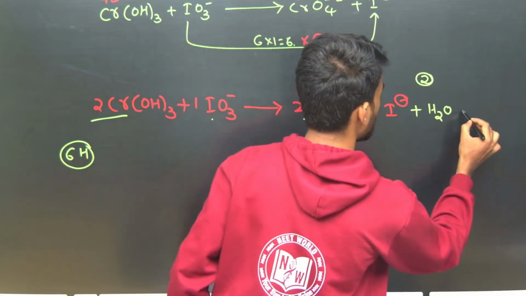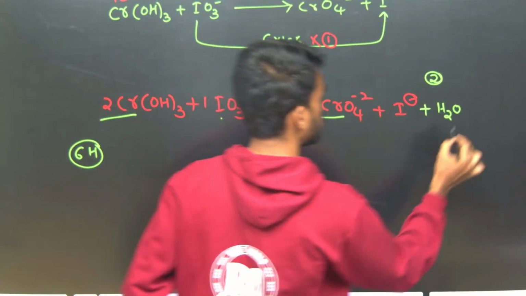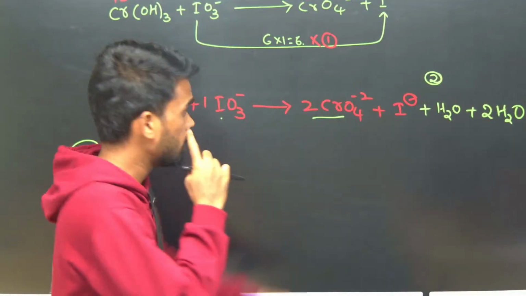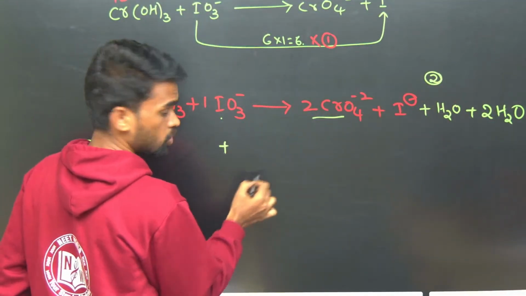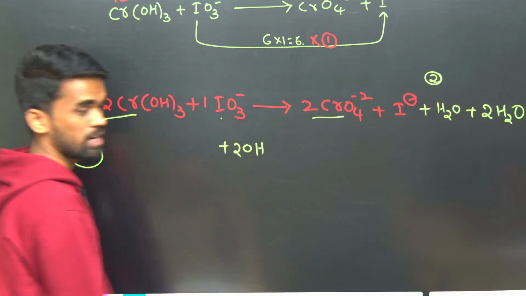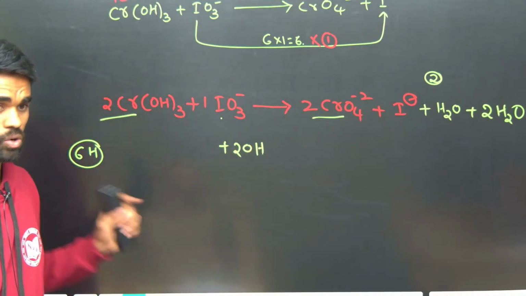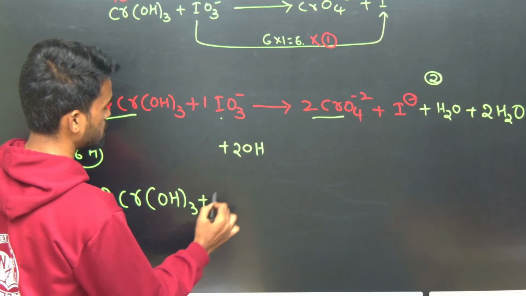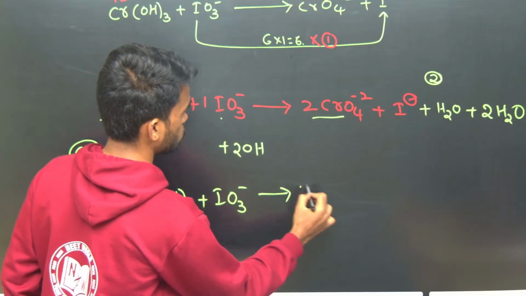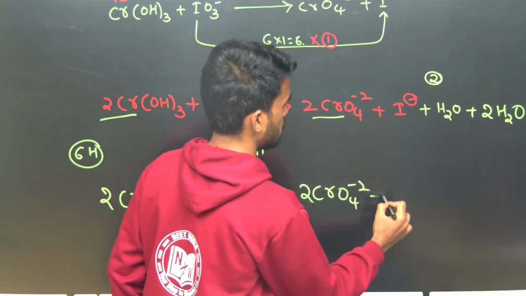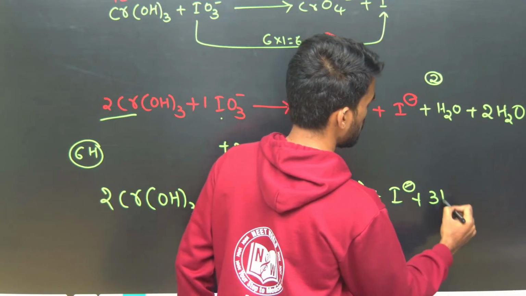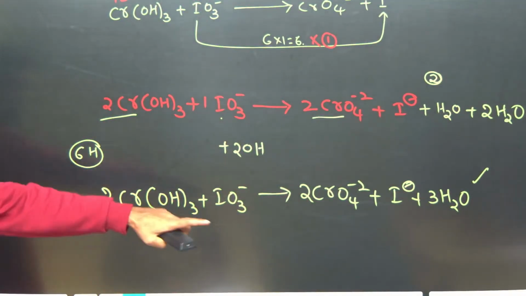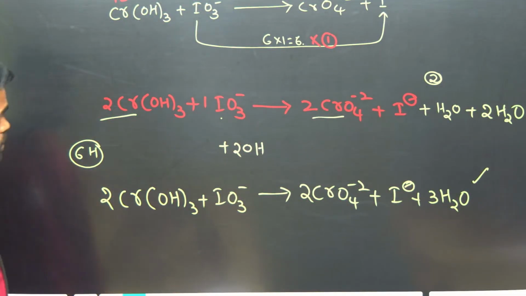So 4 hydrogens means I can make 2 H2O. On this side what should I add? OH minus, the same number, whatever number you have added on that side. Now rewrite the equation: Cr(OH)3 plus IO3 minus gives 2 CrO4 2 minus plus I minus plus 3 H2O. Try to count the number of oxygens and hydrogens again. 2 threes is 6.